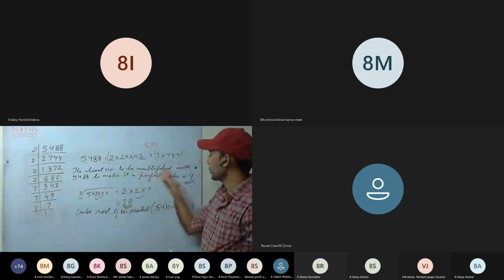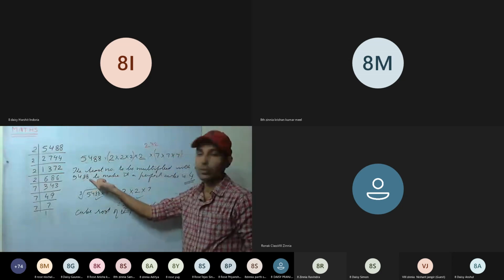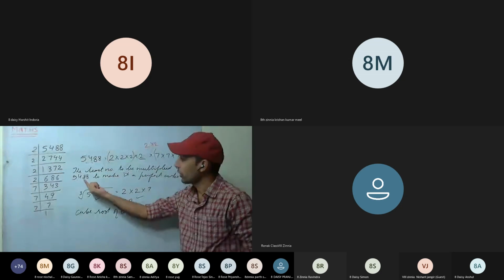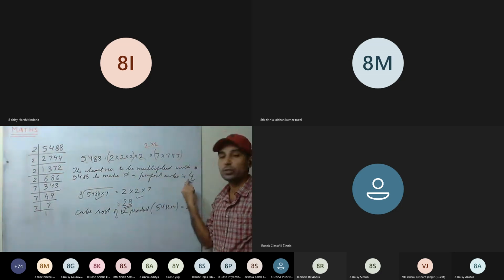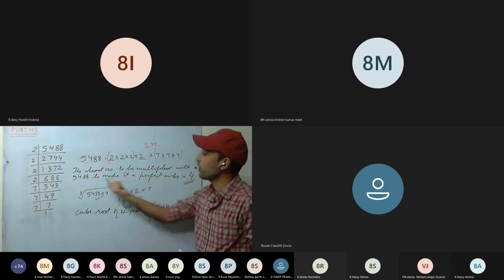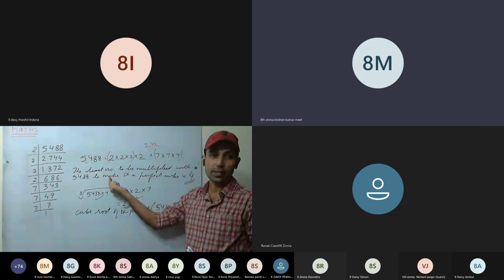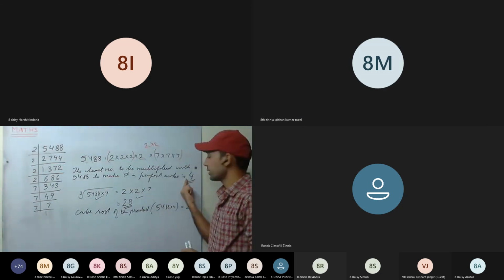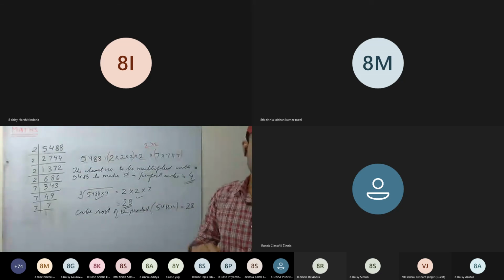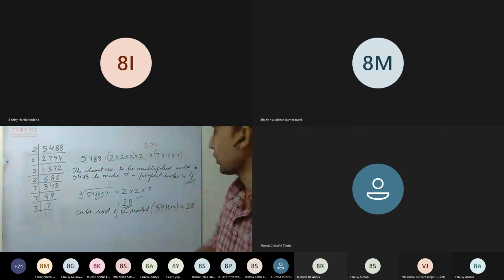So the answer: the least number to be multiplied with 5488 to make it a perfect cube is 4. Or you can simplify: the least number to be multiplied is equal to 4. So we have provided the answer. The question was asking to find the least number. Now see the second part also, it is asking to find the cube root of the product.